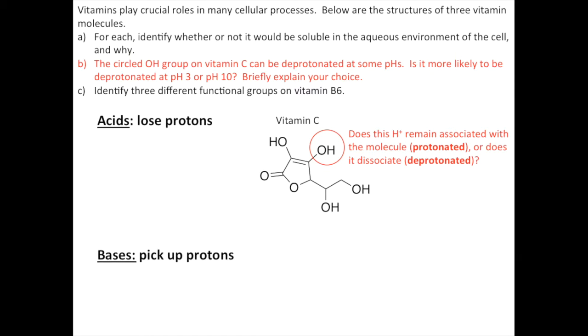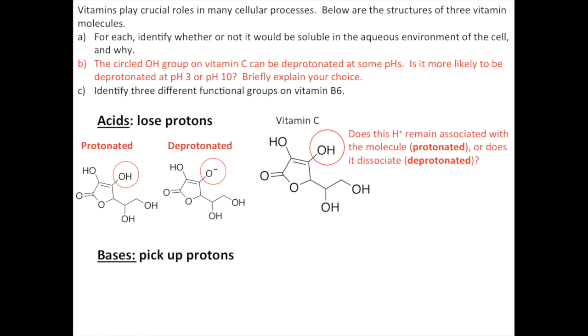If we look at our example acid here, vitamin C, the neutral form, the one that still has the proton, is considered protonated, while the ionized form, which has given up its proton and so has a negative charge, is deprotonated. In contrast, if we look at a basic group like an amino group, the neutral form is deprotonated, in this case because it lacks an extra proton. The protonated form has picked up an extra H+, and so has a positive charge. This is a key distinction to remember. Ionized acids are deprotonated and have negative charges, while ionized bases are protonated and have positive charges.